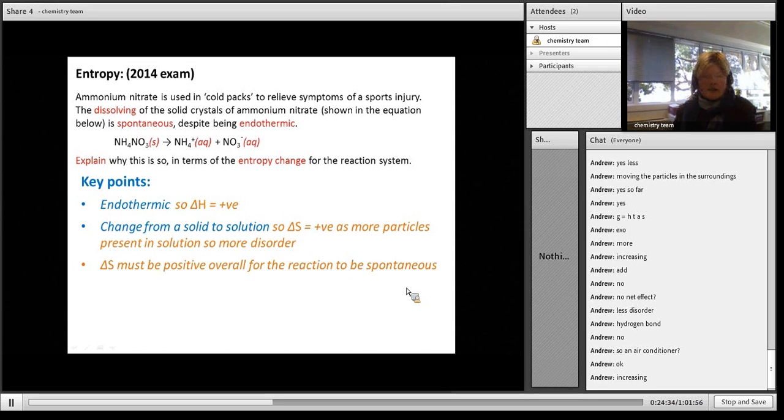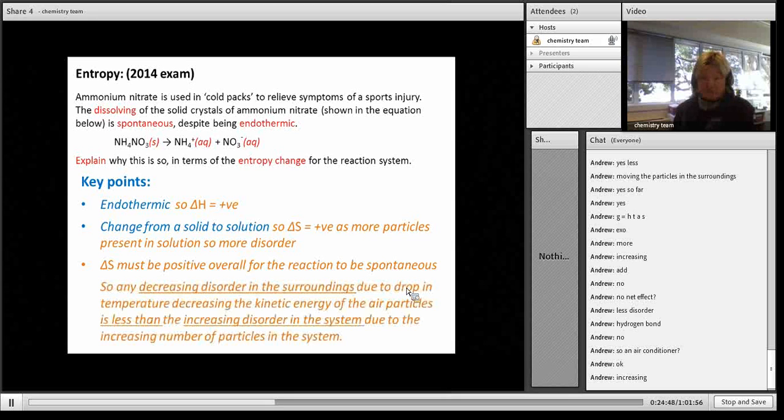And then remember that statement I said you always have to make in these type of answers. Delta S must be positive overall for the reaction to be spontaneous. Okay, you could say according to the second law of thermodynamics if you wanted to.